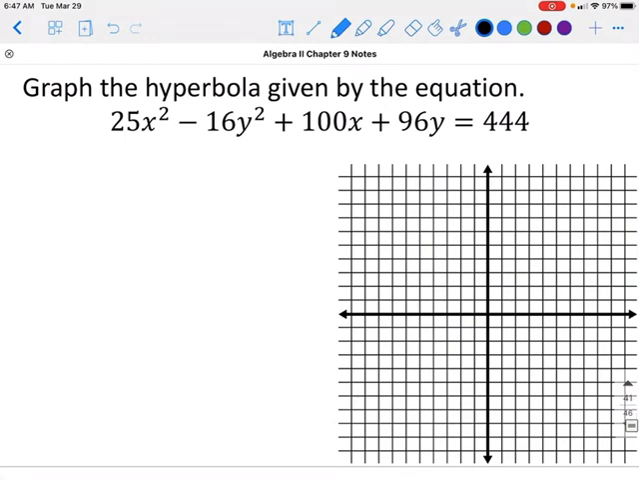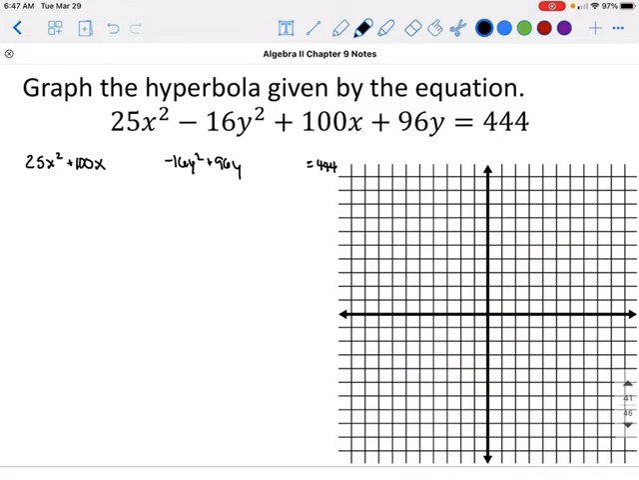Okay, so this time, once again, it's not in the correct form, but we do know that we can use our completing the square. To complete the square, you are first going to group the x's together. And that should be 25x squared. Plus 100x. We're going to leave a space for our y's. Minus 16y squared plus 96y is equal to 444.